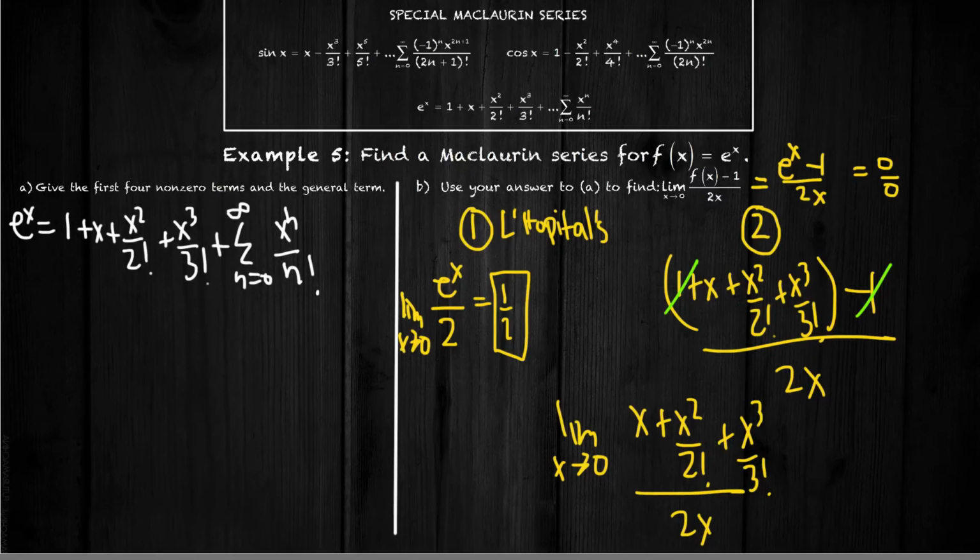When we divide that by 2x, we're going to take 2x and divide it into each term on the top. When we do that, the first term is simply going to be 1/2, plus the other terms are going to have x's in them, so it will be x over 2 times 2 factorial plus some other terms that have x. And when you plug in 0 into all those remaining terms, they will all go away, and what you'll be left with is the first term, which is 1/2.